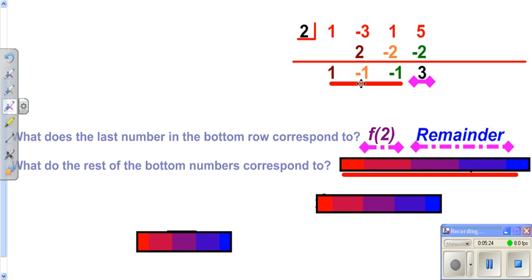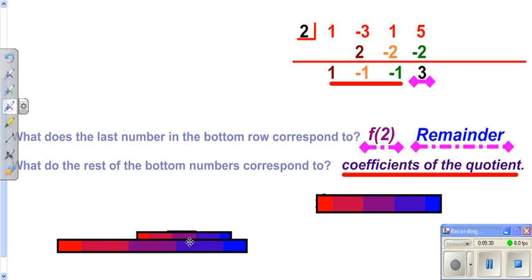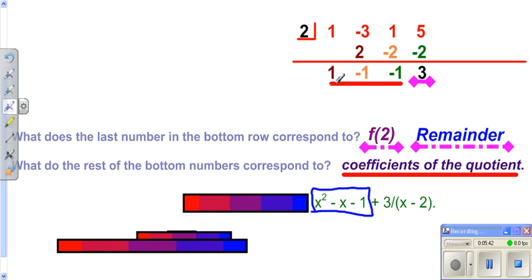What do the rest of these bottom numbers correspond to? They correspond to the coefficients of your quotient. And when we had done this problem with longhand division before, we ended up getting this right here for your quotient. That's what these numbers right here correspond to. For this particular problem, I also wrote down our quotient and then plus our remainder of 3 over our divisor.